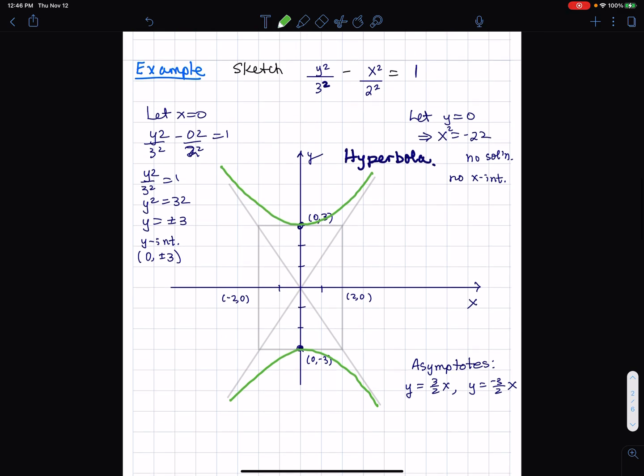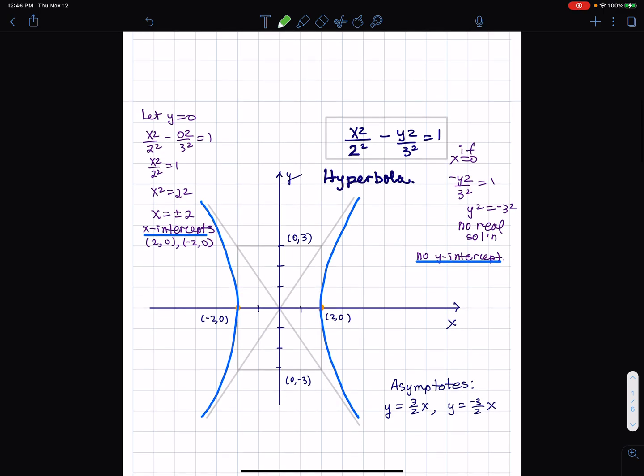Maybe the big thing I want to notice is whether it opens up along the y-axis or the x-axis. A quick check of which axis it opens along is to find intercepts. Like I said, x equals 0 gives y equals plus or minus 3. So we do have y-intercepts. Set x equals 0, find the y-intercept. That tells me it opens up along the y-axis. The one before, if I set y equals 0, I get x is plus or minus 2. That tells me it opens up along the x-axis.